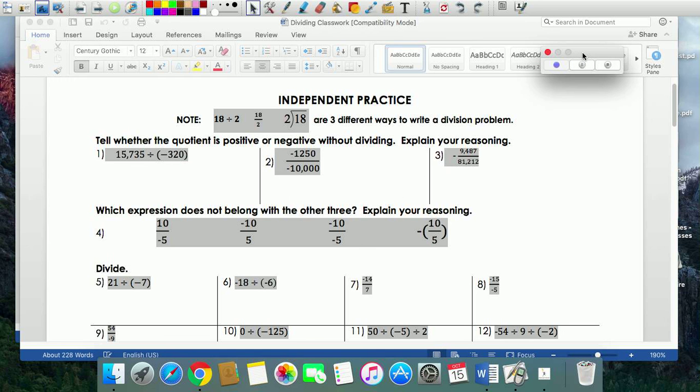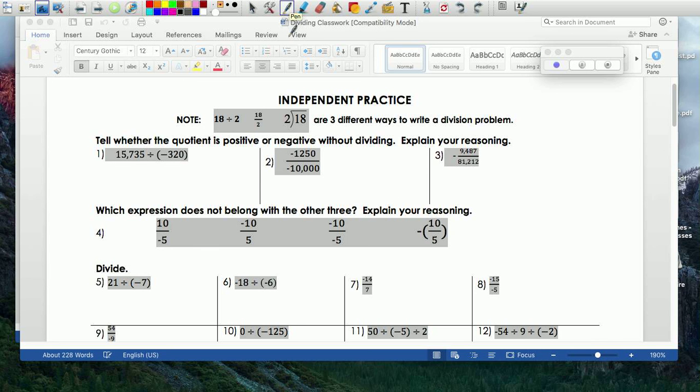These are the problems you were working on in class. So I'm just going to briefly go over the ones we did in class, and then I'm going to go through the ones that I want you to go over.